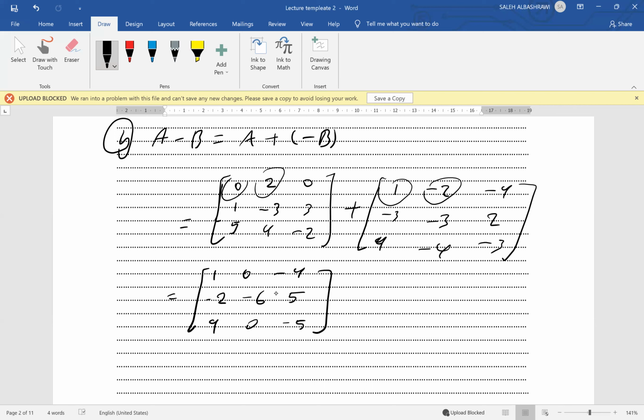So this is how to add two matrices or subtract two matrices. They must be of the same order so that we can add or subtract.